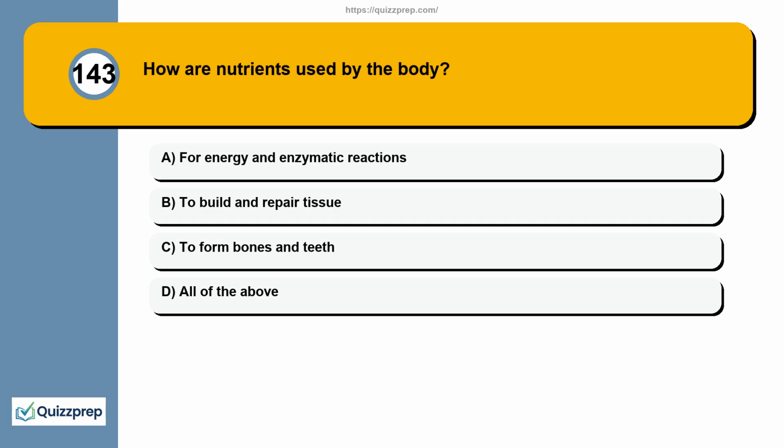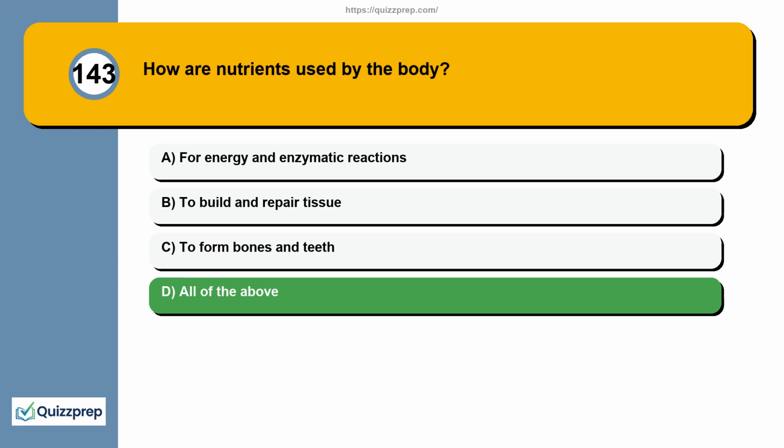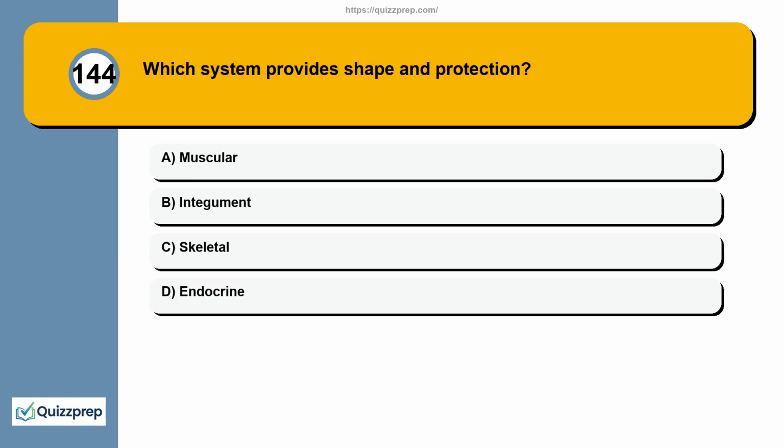Question 143. How are nutrients used by the body? Option A, for energy and enzymatic reactions. Option B, to build and repair tissue. Option C, to form bones and teeth. Option D, all of the above. The correct answer is option D, all of the above.